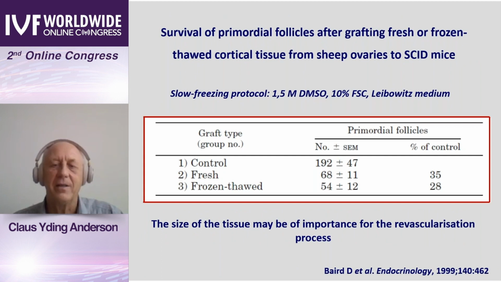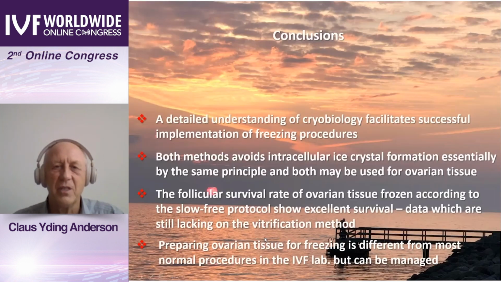So what we end up at is this picture, which is now very old, from David Baird's group. This is sheep. But what we do see is that with the fresh tissue, when you transplant it, only 35% survives. Whether it's frozen thawed, it's 38. So these two figures are almost the same. So it doesn't matter that we have actually frozen the tissue. It's almost the same as just putting it back. So it is important to start to look at how we optimize the transplantation procedure.